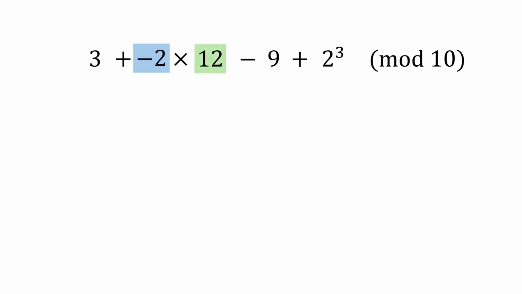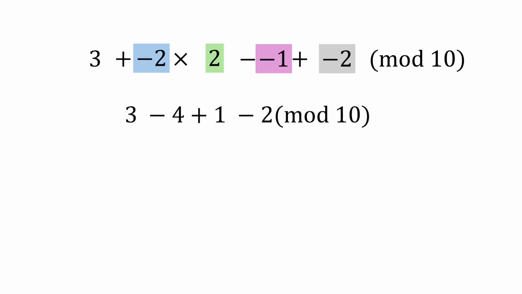12, as we have seen before, is just 2 modulo 10. And then we have 9. 9 plus 1 is 10, so in fact this is minus 1. 2 to the power 3 is 8, and we have in fact already seen that this is nothing else than minus 2. And now I think you will agree that the expression that we get in this way is significantly simpler to evaluate, because we have numbers of much smaller absolute value.